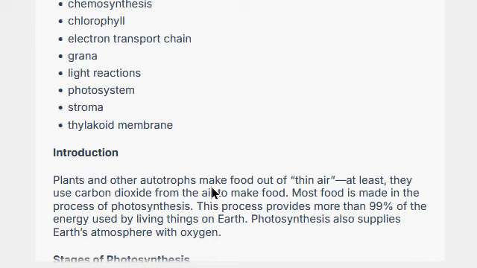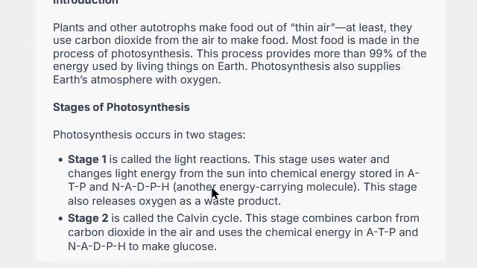Introduction. Plants and other autotrophs make food out of thin air. At least, they use carbon dioxide from the air to make food. Most food is made in the process of photosynthesis. This process provides more than 99% of the energy used by living things on Earth. Photosynthesis also supplies Earth's atmosphere with oxygen.